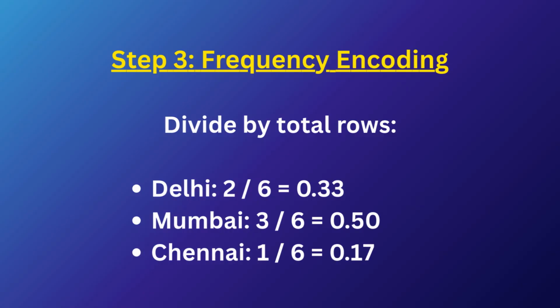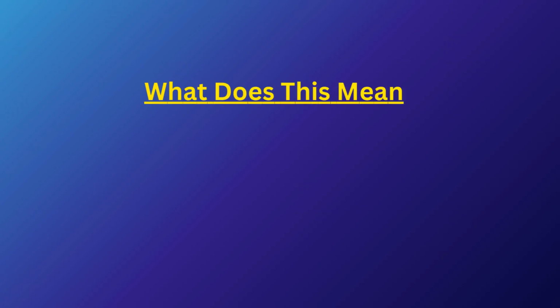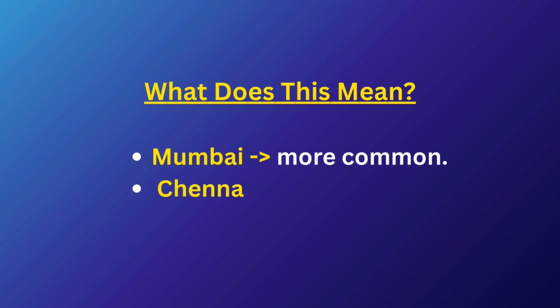What does this mean? It means Mumbai is more common in the dataset and Chennai is the rarest. So the model now knows which categories are frequent and which are rare. But it does not know how they relate to the target. And that's the beauty of it.